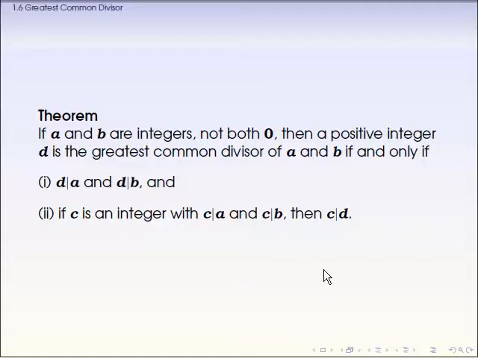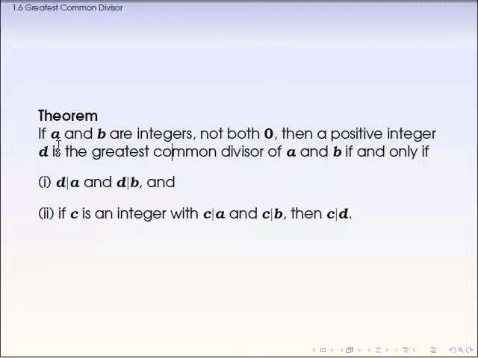Okay, let's prove the next theorem. It says if a and b are integers, not both 0, then a positive integer d is the greatest common divisor of a and b if and only if first, d is a divisor of a and b, and second, if c is an integer which is a common divisor of a and b, then c is also a divisor of d. The statement contains "if and only if," which means we actually have to prove two directions.